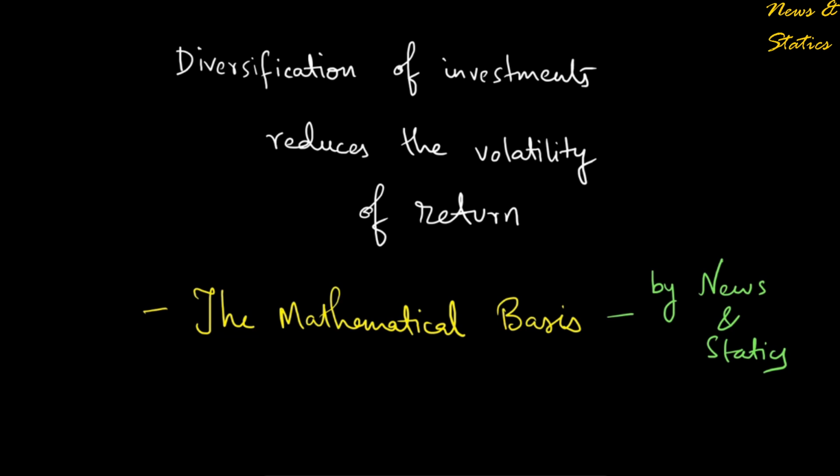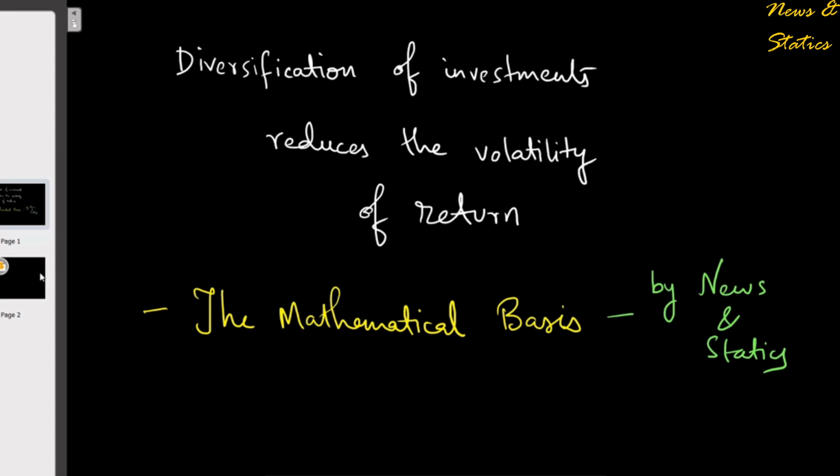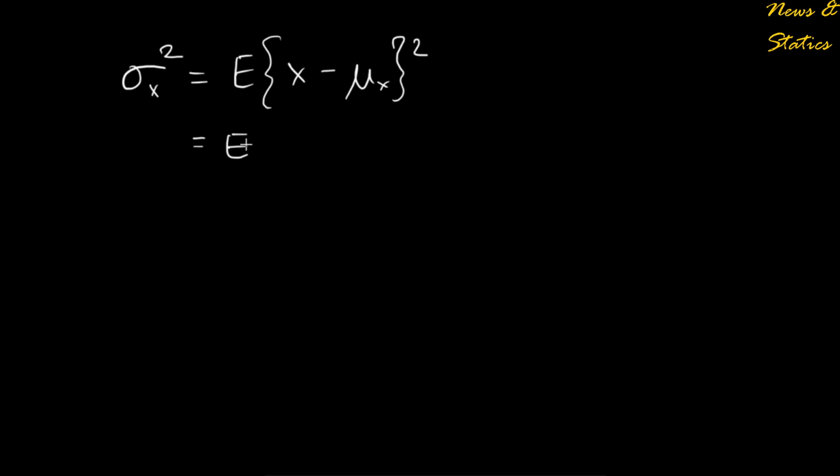So before going into the explanation of that, let's revise some basic concepts of variance. We can always write that the variance of x is the expected value of (x minus mu x) whole squared. And if we expand this, we can also write this as the expected value of x squared minus mu x squared.